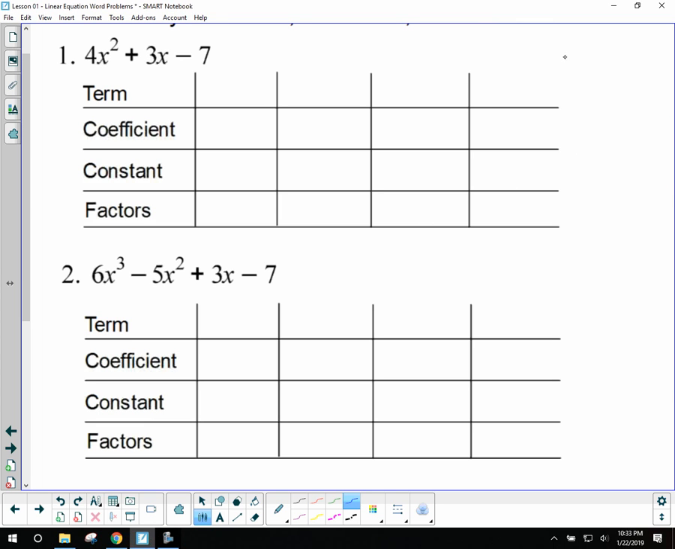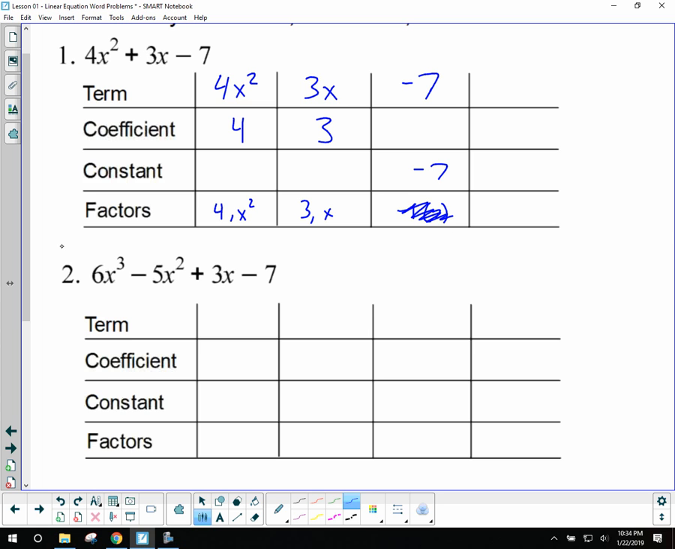Alright, so we're back. So for the terms, you should have 4x squared, 3x. I need you to notice right here, that negative goes with the 7. So -7 would be your last term. Coefficients, again, were just the numbers in front of the variables, so 4 and 3. Constant would be just the -7. The factors are things being multiplied, so 4 and x squared, 3x. Some might argue that you have -1 times 7 over here, but we're not going to get into that.